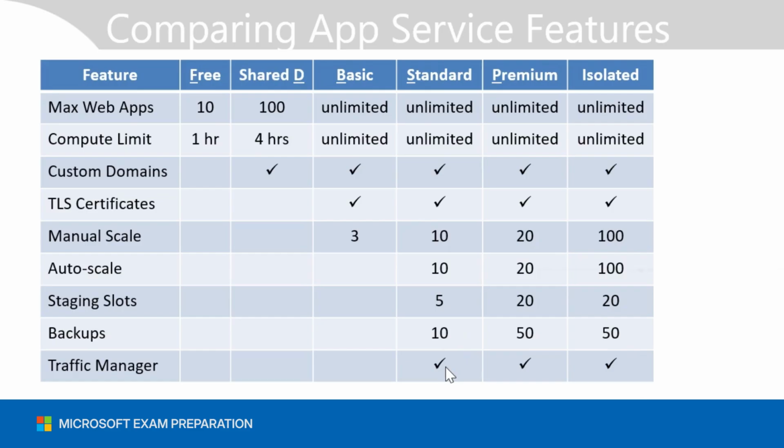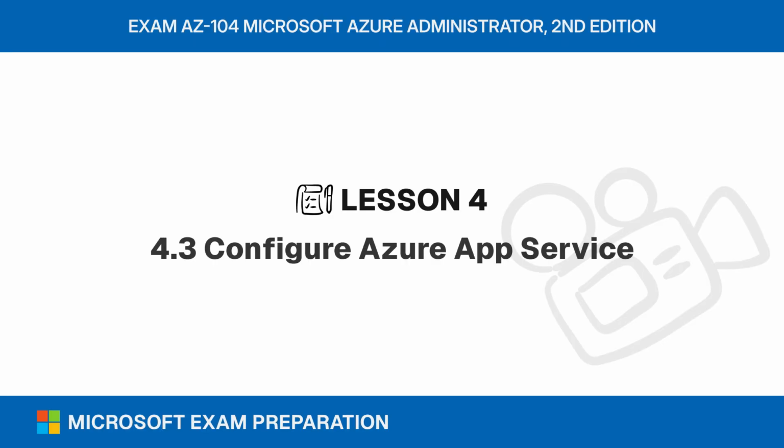So just take a look at this and get an idea of which tier might be appropriate for the kind of question that might ask if you need this feature, if you need that feature. I think that that will help you answer those questions.